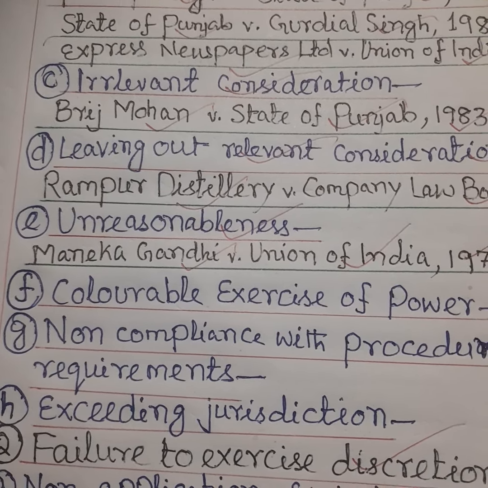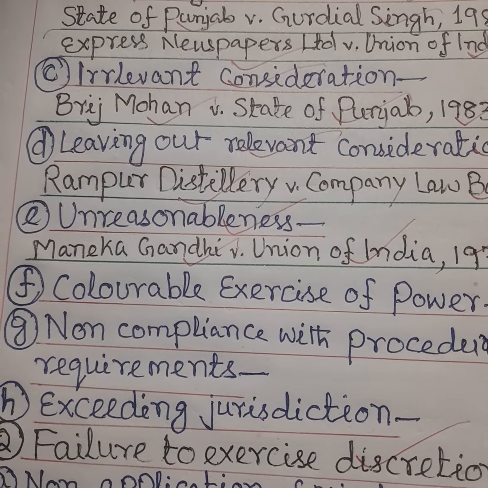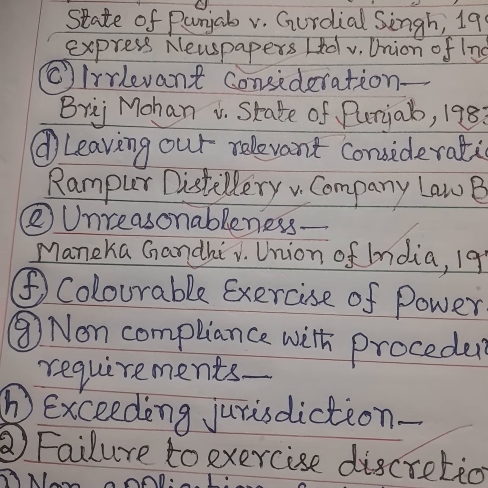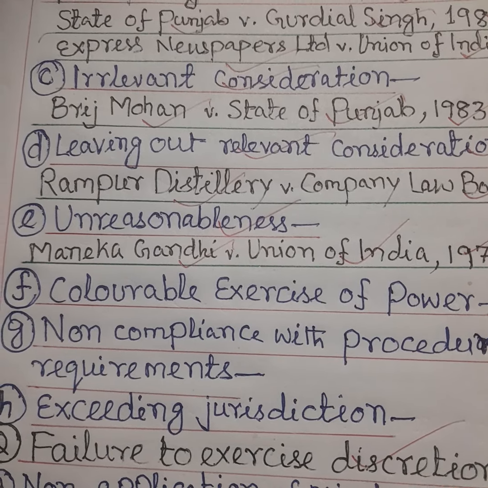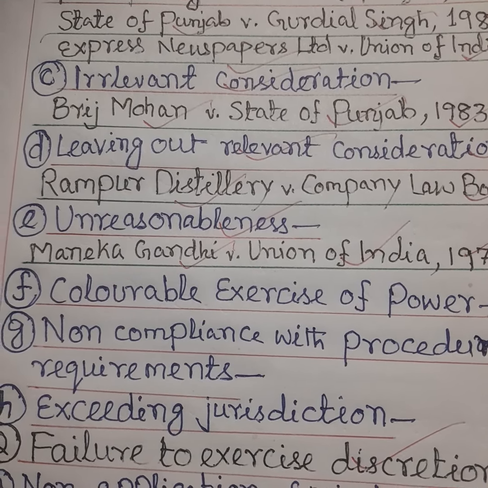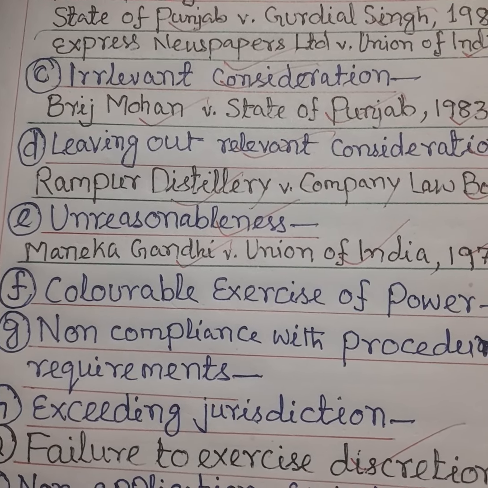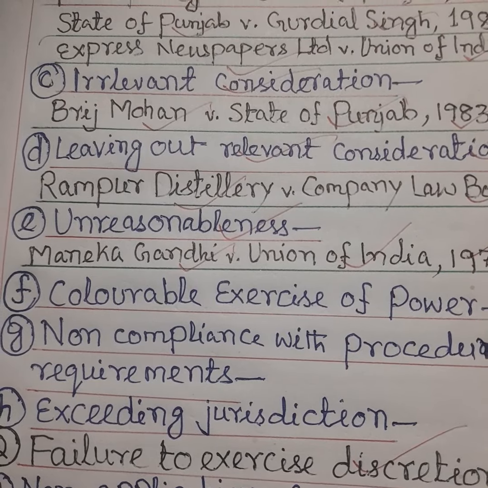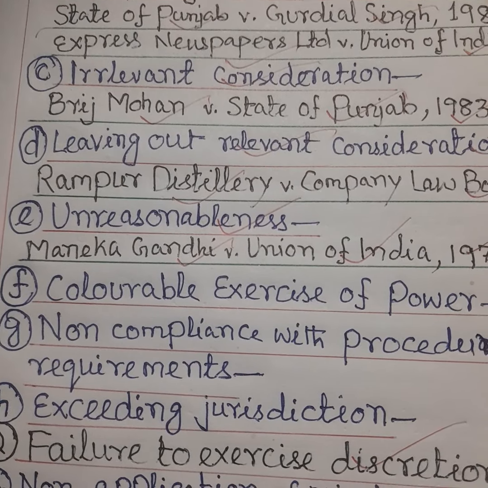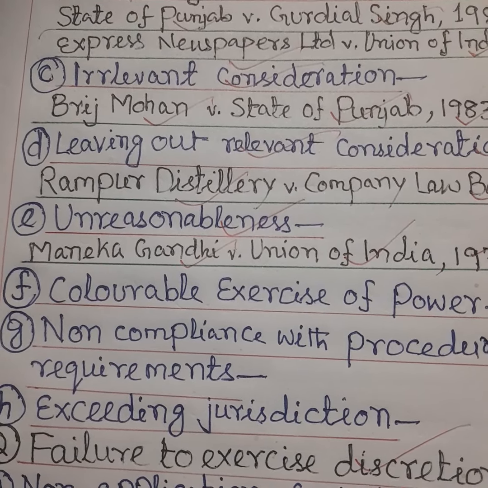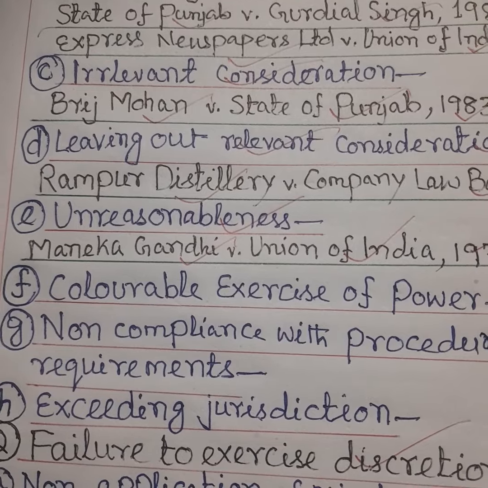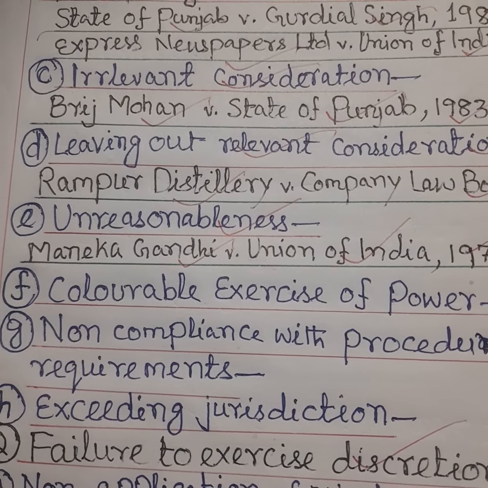So, in Maneka Gandhi versus Union of India, the Supreme Court held that Article 14 of the Constitution guarantees equality before law and equal protection of law. However, reasonable classification has been permitted. If the classification does not rest upon reasonable grounds of distinction, the action will be taken as arbitrary and against Article 14.